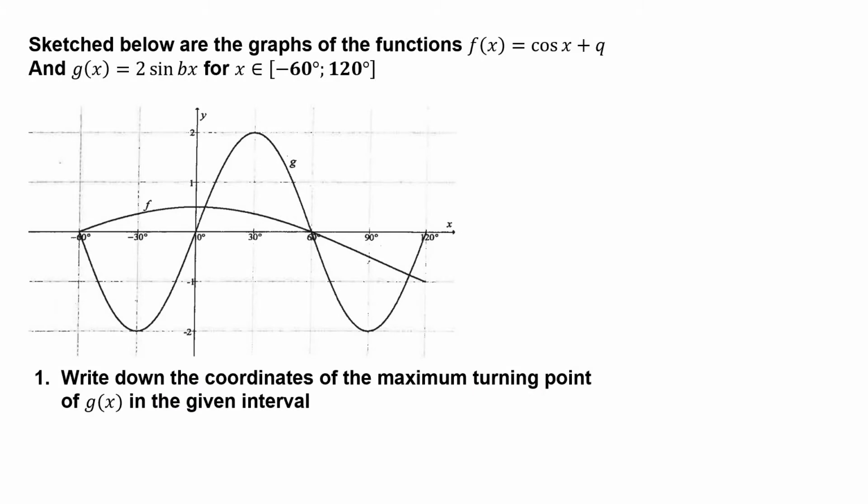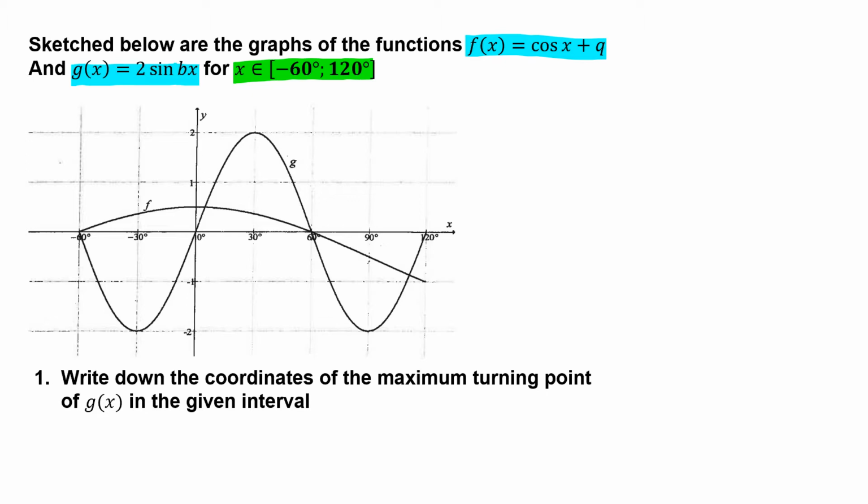This is the second video that we're going to be dealing with trigonometric functions, and this is for both grade 11 and grade 12. So, to begin, we're given a question here where it says, sketched below are the graphs of the function f of x is equal to cos x plus q, and g of x, which is equal to 2 sine bx, for x is an element between negative 60 and 120 degrees.